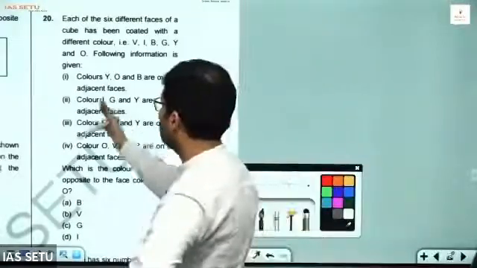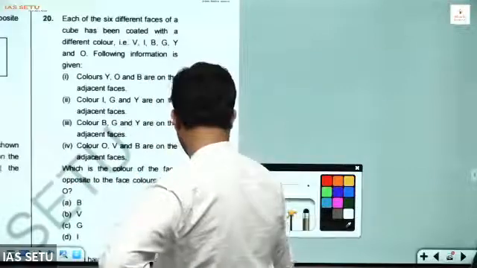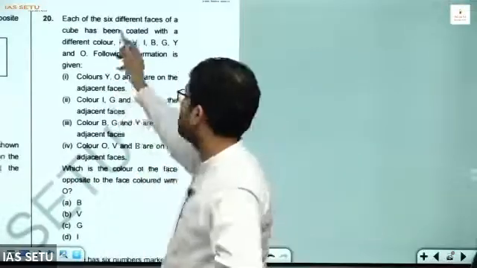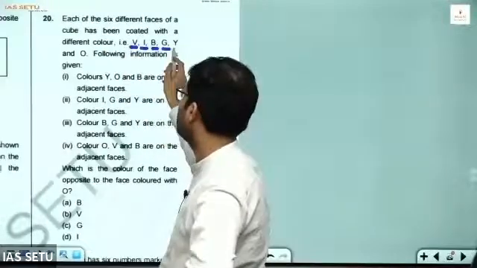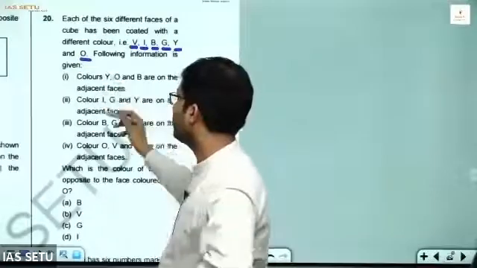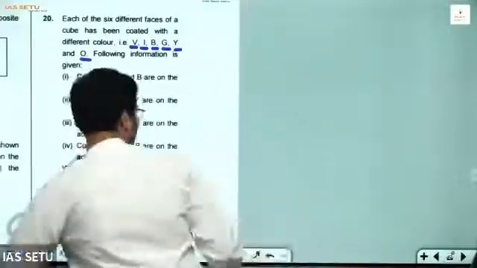Chalo ji, question number 20. Take your time, try this. It is given that each of the 6 different faces of a cube has been coated with a different color, that is violet, indigo, blue, green, yellow, orange. Then they have given 4 statements. I write on a separate slide. Screen तो नहीं है मेरे पास separate.